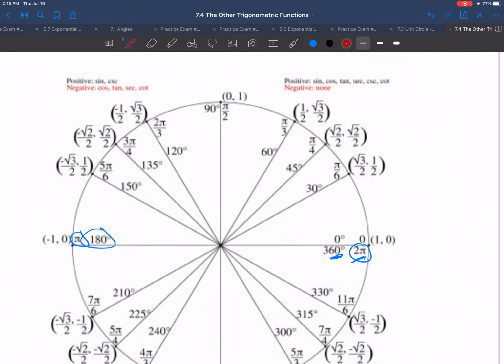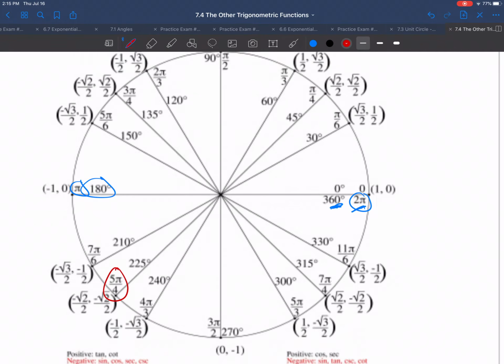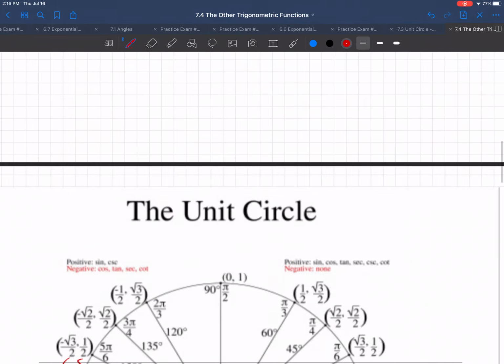Where, oh where, is 5 pi over 4? It's actually right here, isn't it? There's 5 pi over 4, 225 degrees, and here's the cosine, here's the sine. Remember the x for all these: cosine, sine, cosine, sine, etc. The x is always cosine, the sine is always y. They're both the same, it turns out.